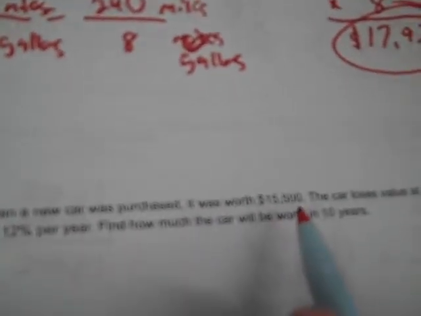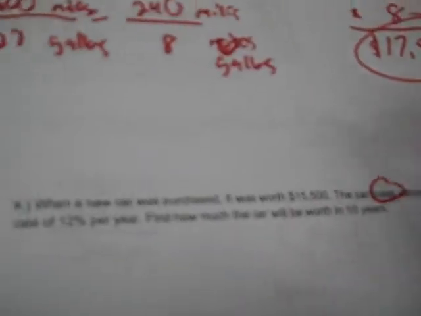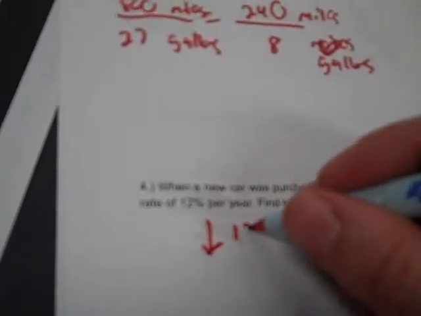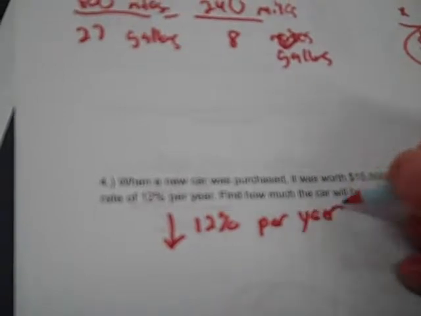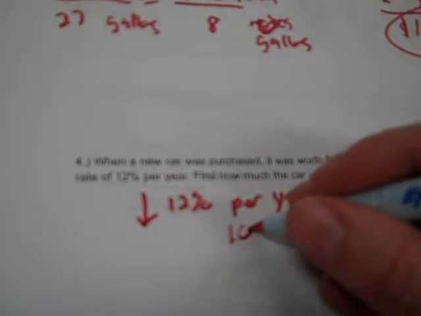Okay. When a new car was purchased, it was worth $15,500. The car loses value at an average rate of 12% per year. Remember what the term loses means, okay? How much will the car be worth in 10 years? So it's going down 12% per year, but they want to know 10 years, okay? So we have 10 years.